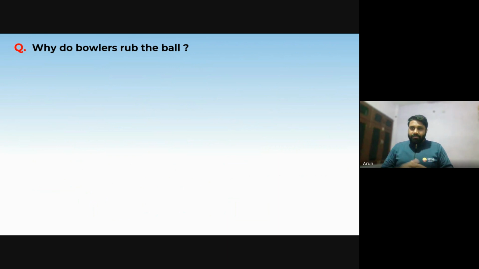You will see generally they rub the ball like this. Okay, why are they doing so? They are making one surface of the ball shiny, and the other surface that is not rubbed will be rough. So there is a difference in roughness, and because of that, air will move faster on the shiny surface and slower on the rough surface, and they will have a Magnus effect, and that is called a swing. We say that the ball is in swing or out swing. So it is because of the Magnus effect. Got it? Although the bowler does not know about it.